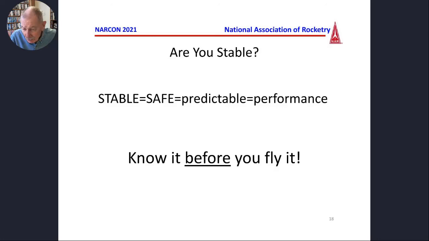Either because you didn't calculate things right, either your CP or CG is off, or because there is something else different about your rocket that wasn't taken into account. So it's good to have that margin, and the one diameter criterion seems to work pretty well there, but there's no real basis for it.